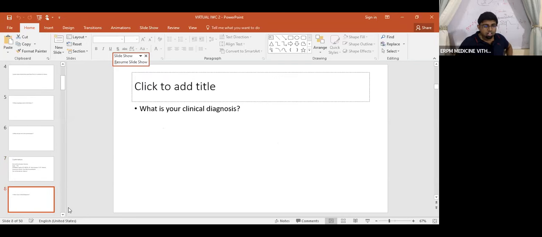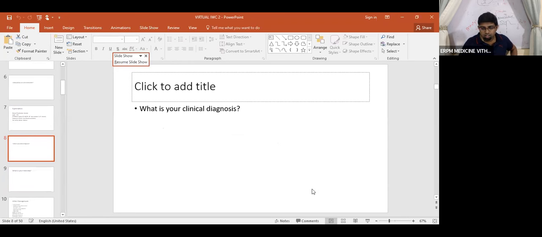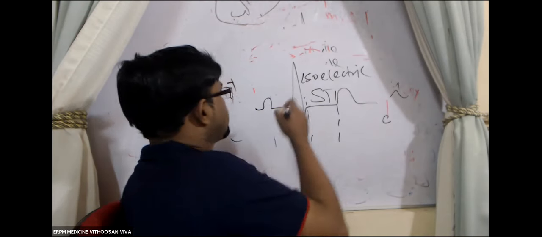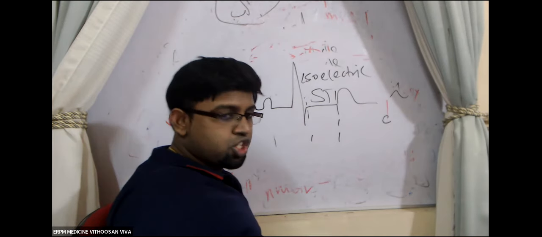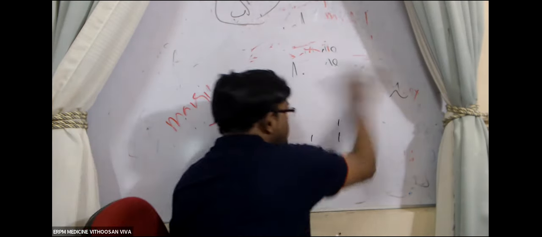It's not a big difficulty. What's the big difficulty? Come on. This is what? Coronary syndrome. Answer, guys. Acute coronary syndrome. What is your clinical diagnosis? This is the acute coronary syndrome.